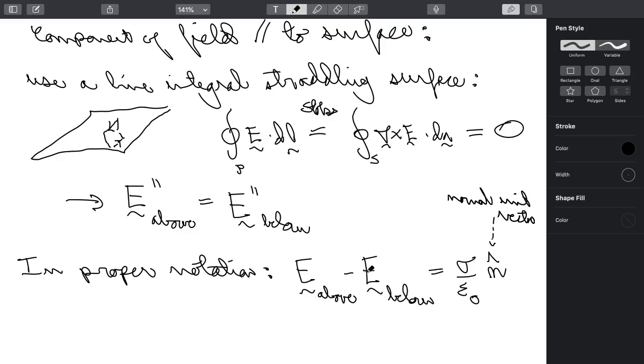About the mean value, E above plus E below, right? Then I need to know the rest of the charge distribution to tell you what that is. But if I look at the difference between above and below, it's only affected by the surface charge. So that's the slight generalization to the previous example that we did. Is that clear to everybody?